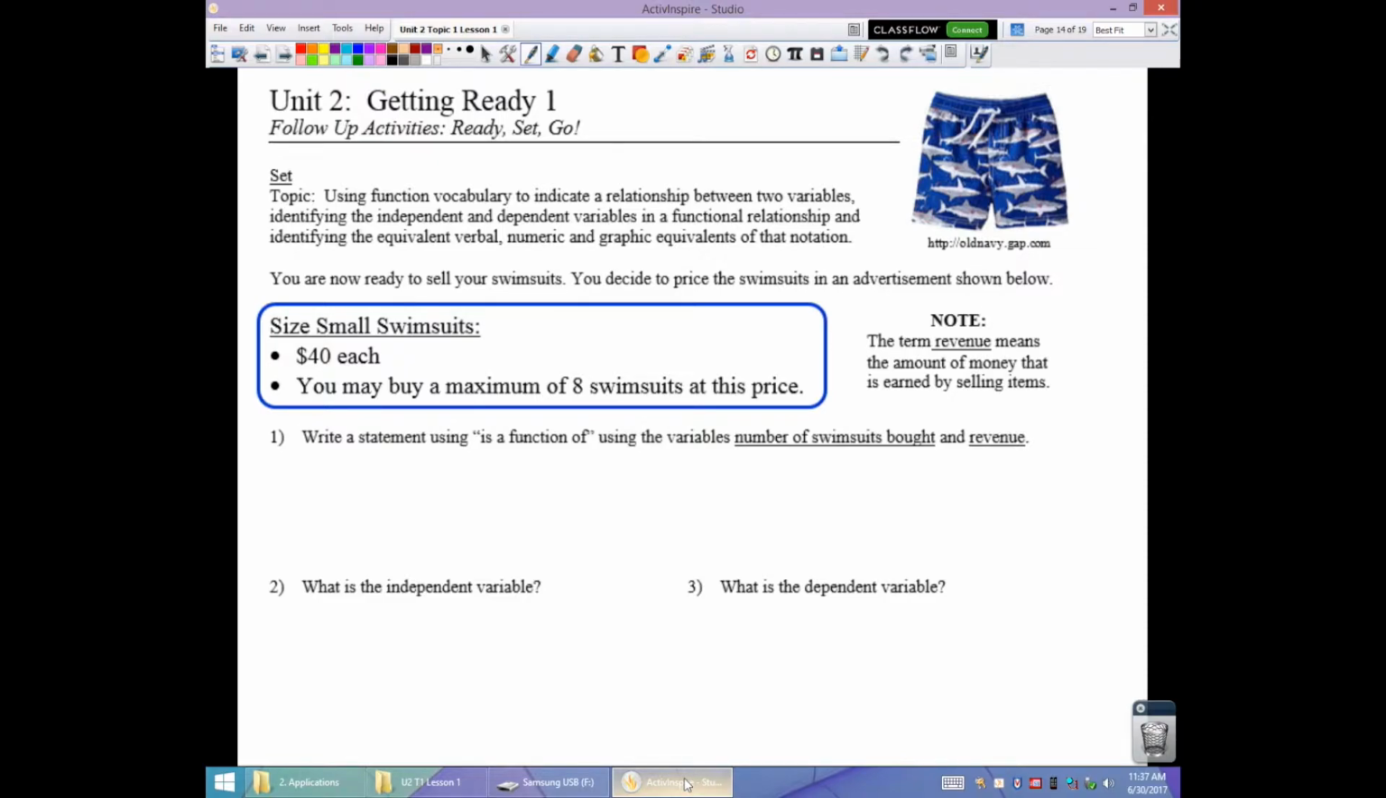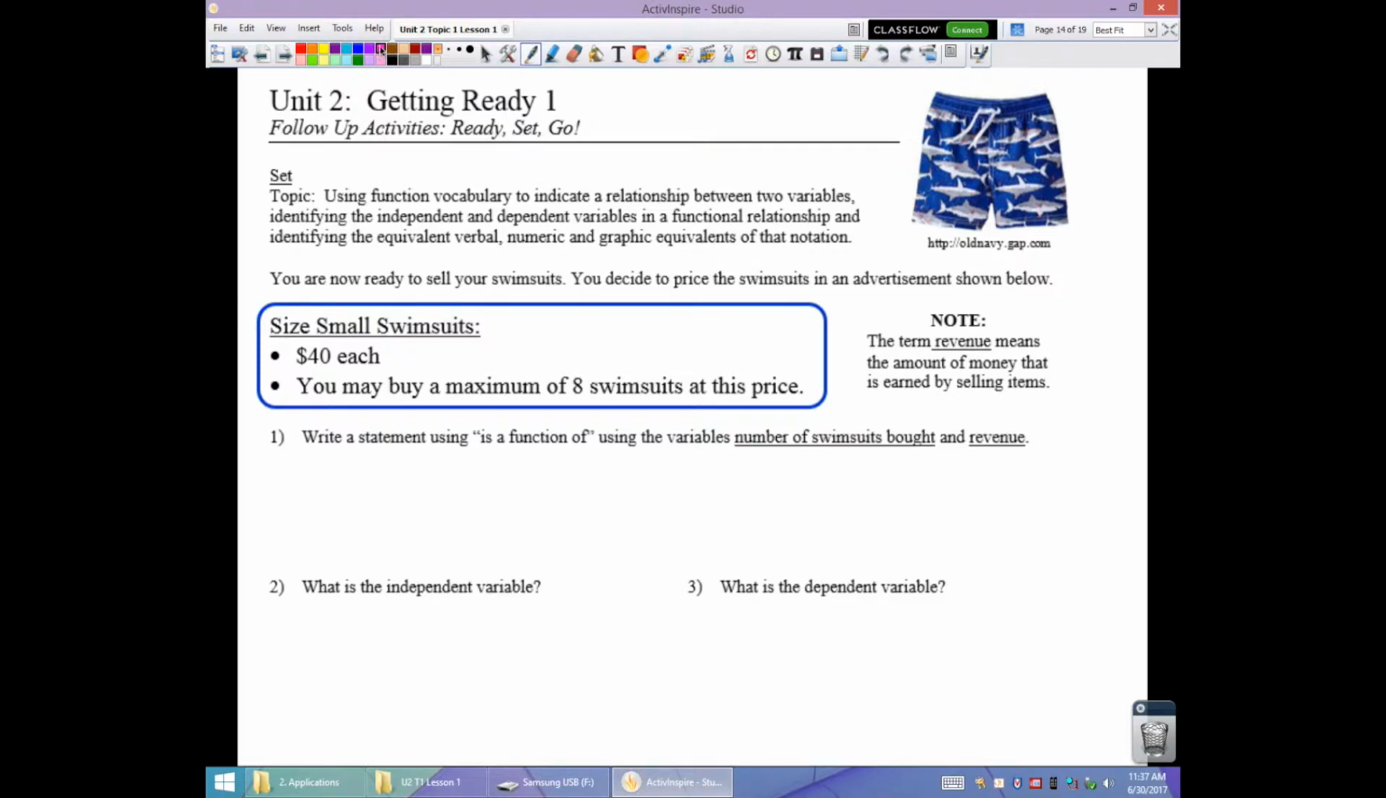Okay, so we're still working our pool store here, and this time we're talking about size small swimsuits. They are $40 each, and you may buy a maximum of 8 swimsuits at this price. Write a statement using "is a function of," using the variables number of swimsuits bought and revenue.